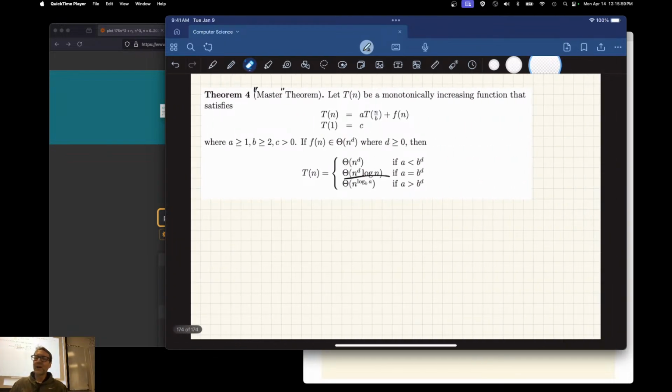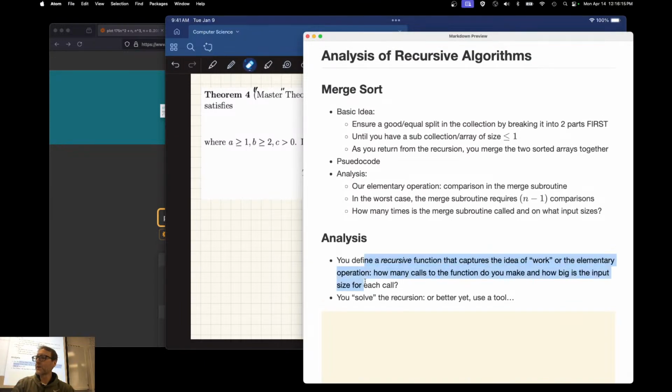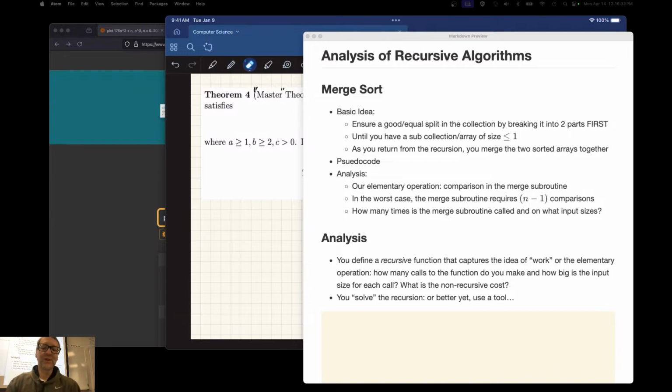But in any case, we're not going to solve them, because everything that we're going to be dealing with is a simple master theorem case. Almost all of the recursive algorithms that you'll be dealing with are like that. But again, what you do is set up a recursion. The questions you have to ask yourself are: how many recursive calls do you make, and how big is the input size for each call? And what is the non-recursive cost? That's what I should have added. That's why we look at non-homogeneous recurrence relations, because there's a non-recursive cost there. They're not homogeneous.